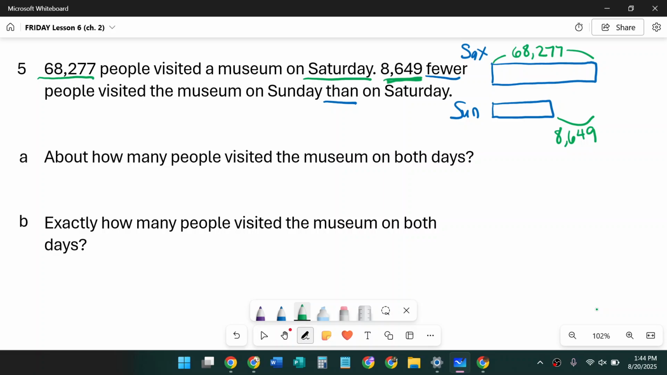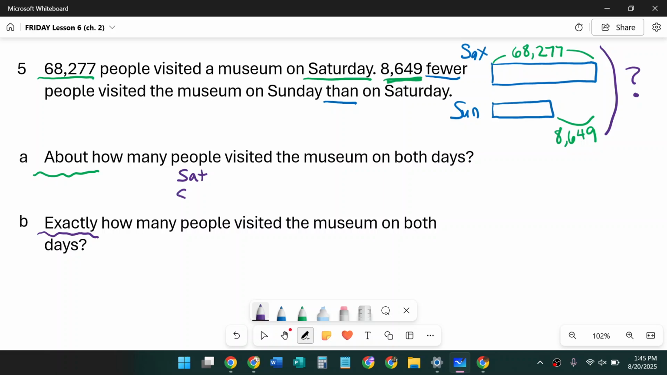So they want me to first answer about how many people. About means we're estimating. And they want to know how many people visited on both days. So what they're wanting is this number. And the next question says exactly. So first let's decide how are we going to do this. Let's make another model for this one.